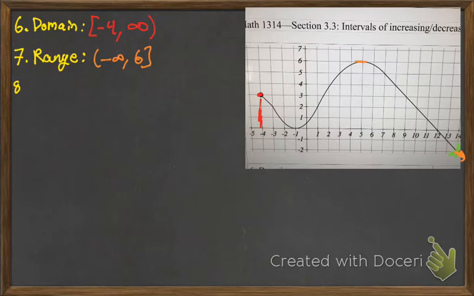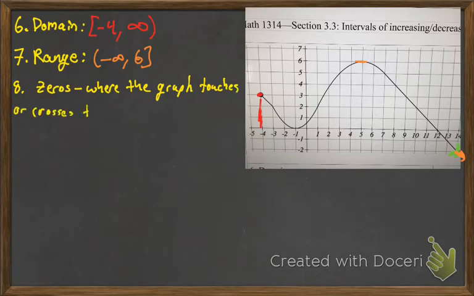Okay. Then we've got a new thing we're going to look at. We're going to find the zeros, and we say the zeros of a function, that's where we either touch or cross the x-axis. So basically, where do you touch the x-axis? Okay. So zeros, that's going to be where the graph touches or crosses the x-axis. And I see two places where that happens, negative 1 and also 12.